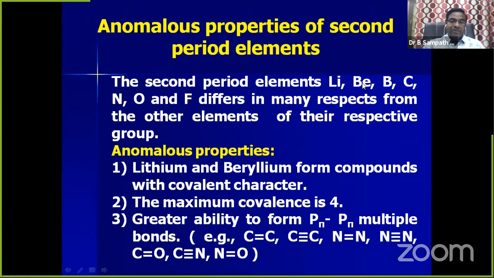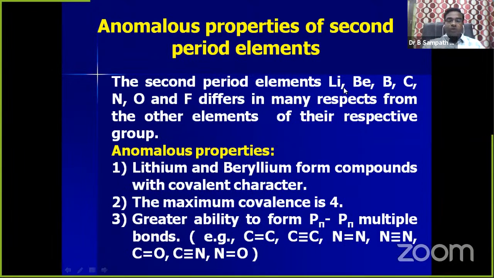Actually, children, lithium and beryllium belong to the s block elements, and they are metals. They should lose the electrons and they should form the ionic compounds. But instead of ionic compounds, they form covalent compounds. Means they participate in chemical bonding by sharing of electrons compared to the losing of electrons. So this is the anomalous property of lithium and beryllium. Next, the maximum covalency is 4 only.